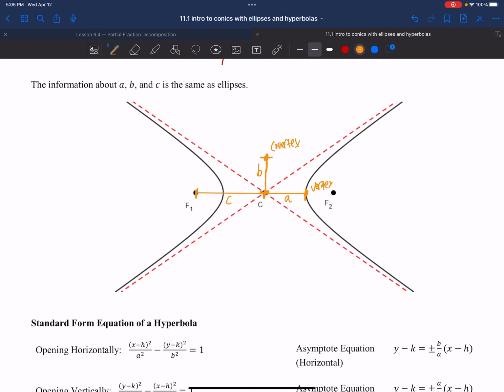All right? Also, I am bothered by the way vertex is so sloppily written there.